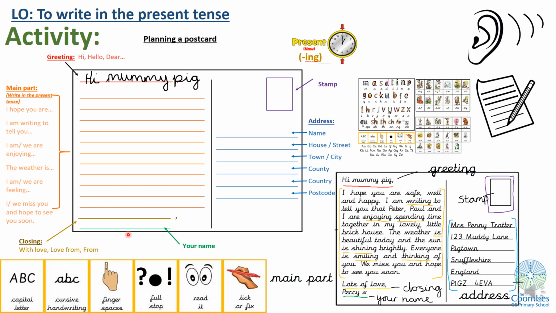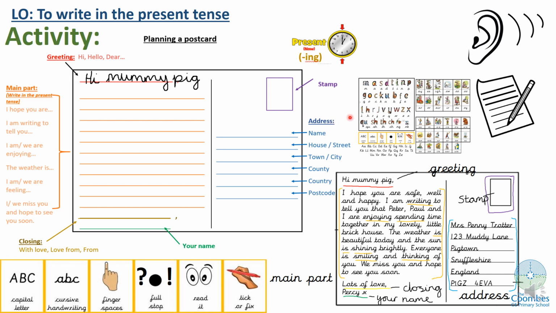On the bottom line, on the green one, remember to write your name. If you're writing from the pig, you can make up a pig's name, but if you're writing it from you, please write your name. With the stamp, if you want to, you can put a stamp on it and you can send it to someone. If you don't want to send it, you can just draw what a stamp looks like.